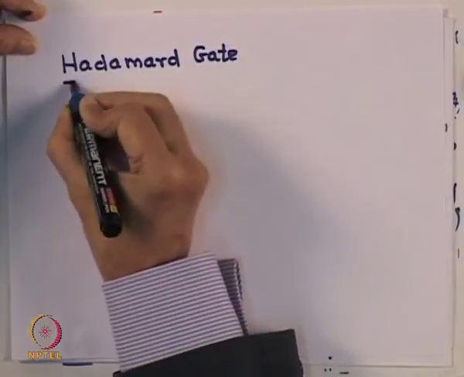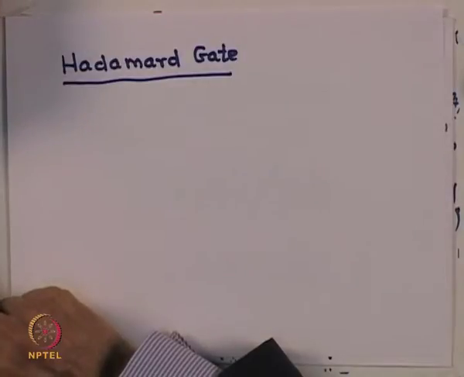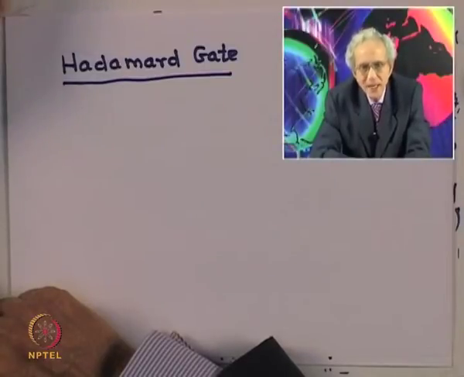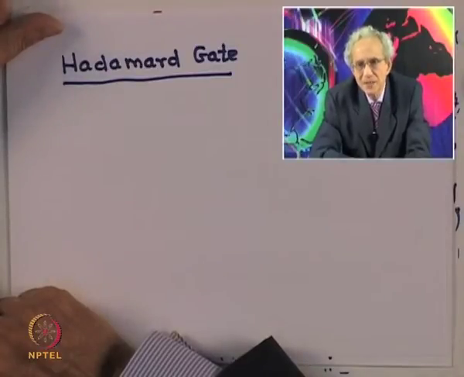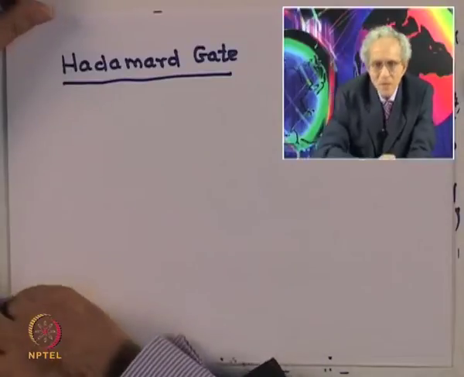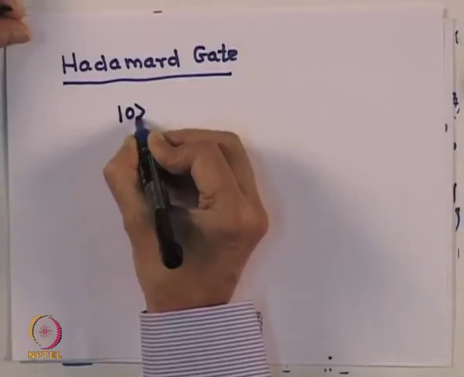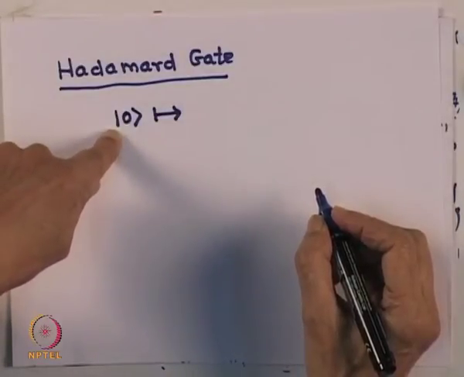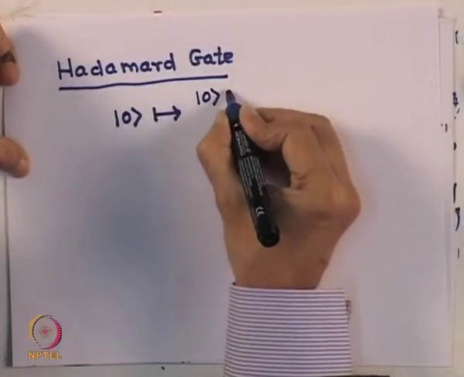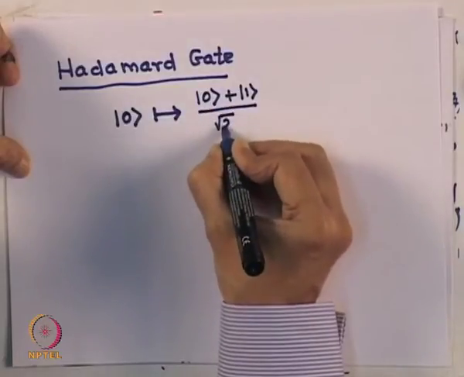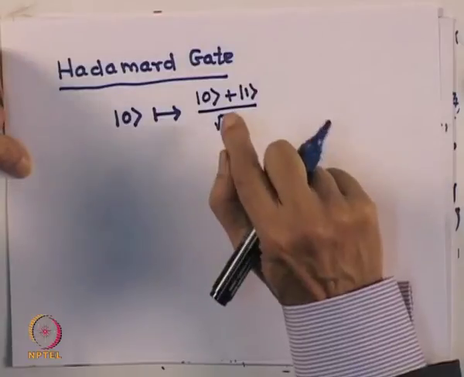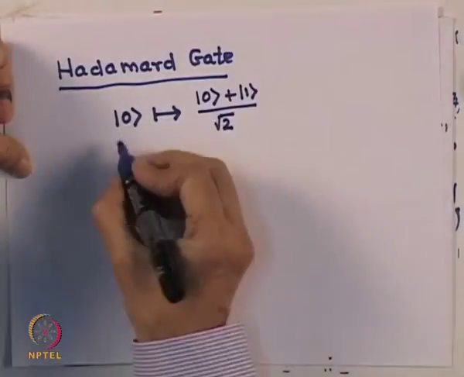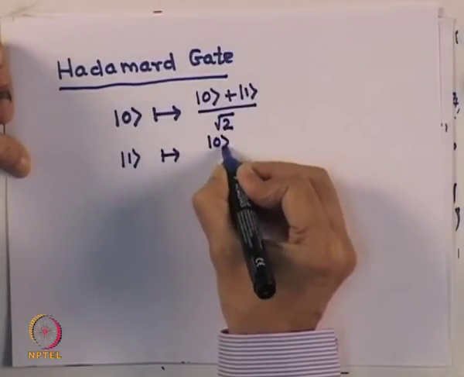Now this is very specific to quantum computing for the simple reason that while in classical computing a 0 can either go to 0 or to 1, and similarly a 1 can go to either 0 or to 1, in quantum computing there are other possibilities. That is, a state 0 or a state 1 can go to a linear combination of 0 and 1 as well. So here is a situation where the state 0, which corresponds to bit 0 in the computational basis, goes to 0 plus 1 divided by square root of 2, which as you know is one of the bases in the diagonal basis, and state 1 goes to 0 minus 1 divided by square root of 2.